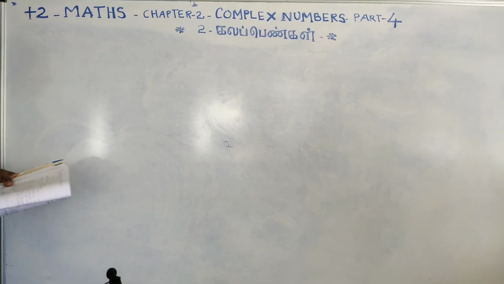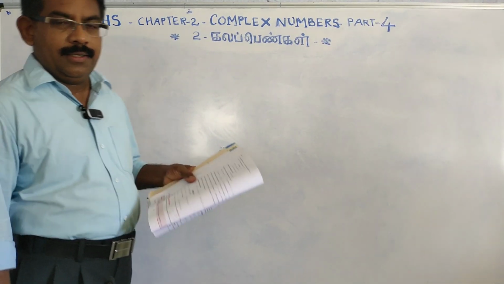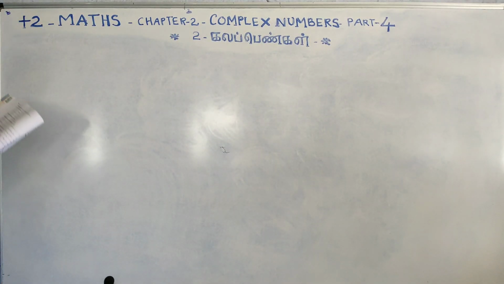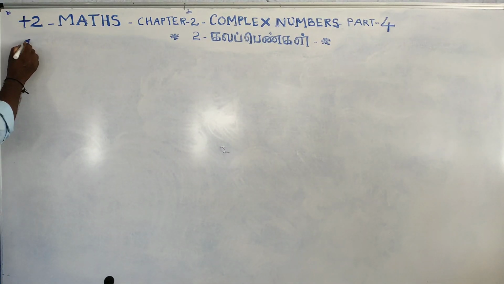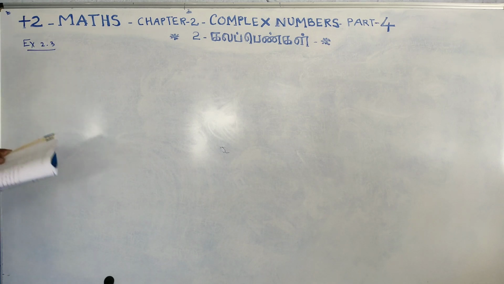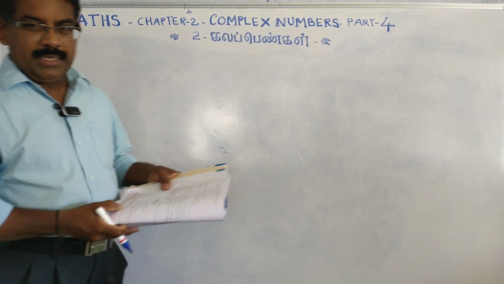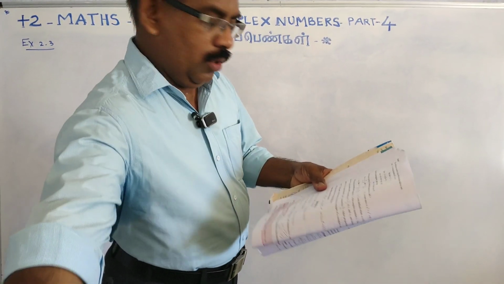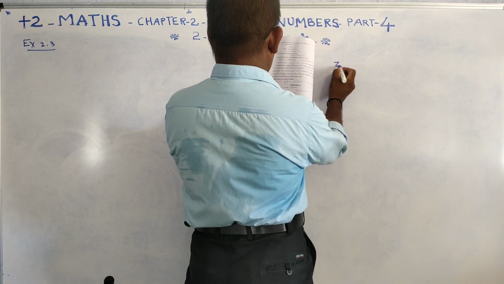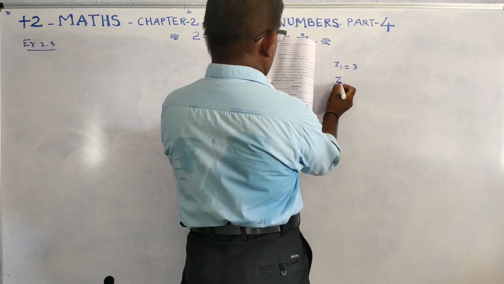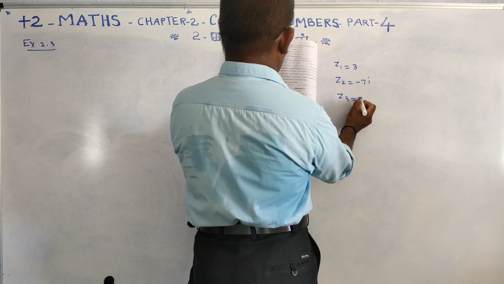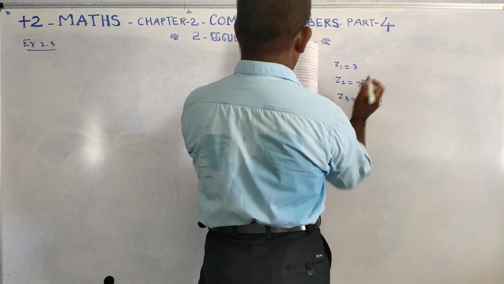Okay, now we see exercise, dear students, Exercise 2.3. I am giving a sum for your reference. Okay, homework. This is homework. Z1 equal to 3, Z2 equal to minus 7i, Z3 equal to 5 plus 4i.